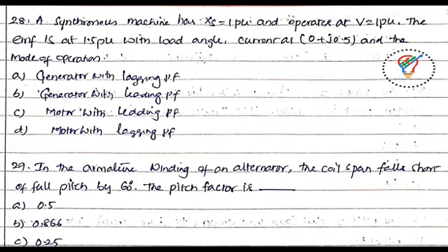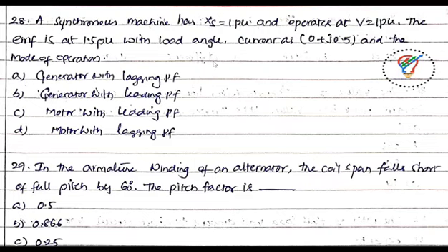So first what we'll do is take the current. The current is j 0.5, which means it's leading. Now we need to check whether the machine is working as a generator or a motor. By looking at the question itself, EMF is 1.5 per unit and voltage is 1 per unit, so you might say the machine is a generator with leading power factor. But that's wrong here.